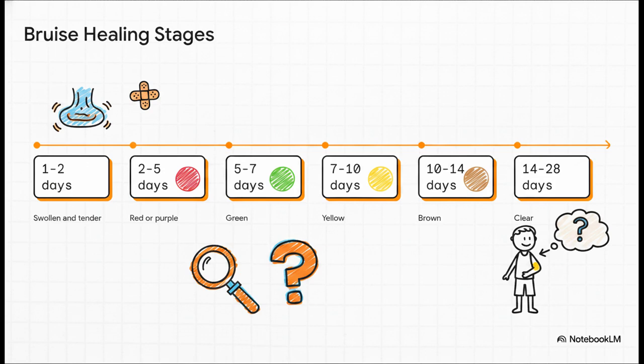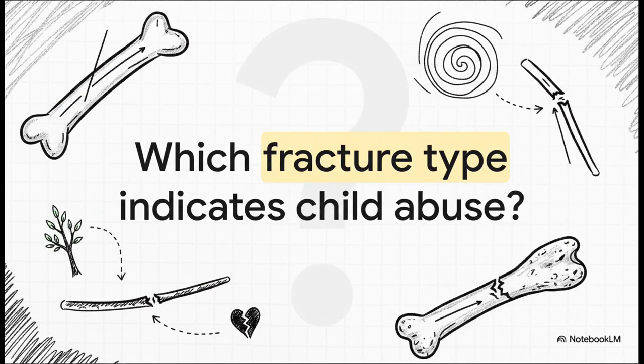So why does this timeline matter so much? Because you must constantly be asking yourself, does the color of this bruise actually match the caregiver's explanation of when and how this injury happened? If a parent says the child fell off the couch yesterday, but the bruise is distinctly yellow, those stories do not align. Let's lock this knowledge in with another quick checkpoint.